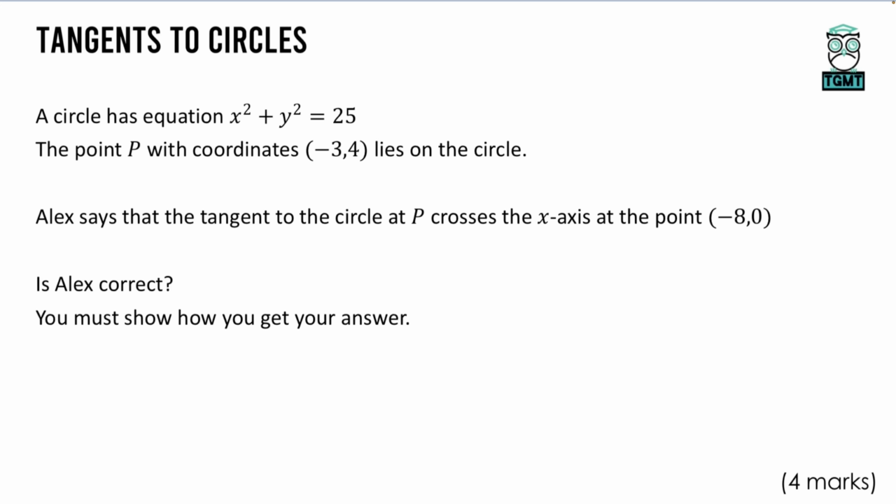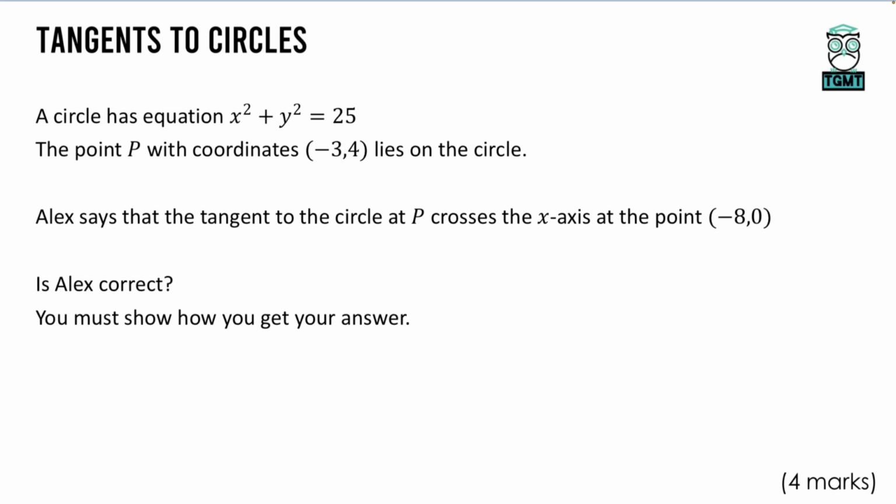Okay, so looking at tangents to circles. Now these questions are pretty long, there's no way of getting around that. We just need to figure it out piece by piece here. Now this particular question says a circle has equation x squared plus y squared equals 25. Point P has the coordinate -3, 4, it lies on the circle. Alex says the tangent at P crosses the x-axis at -8, 0. Is Alex correct? And you've got to show how you get your answer.